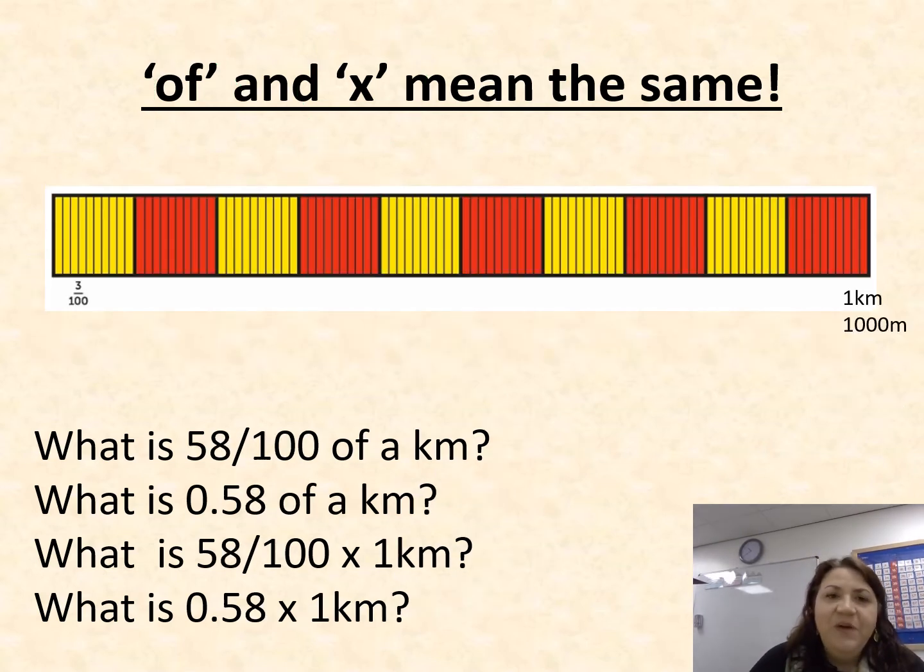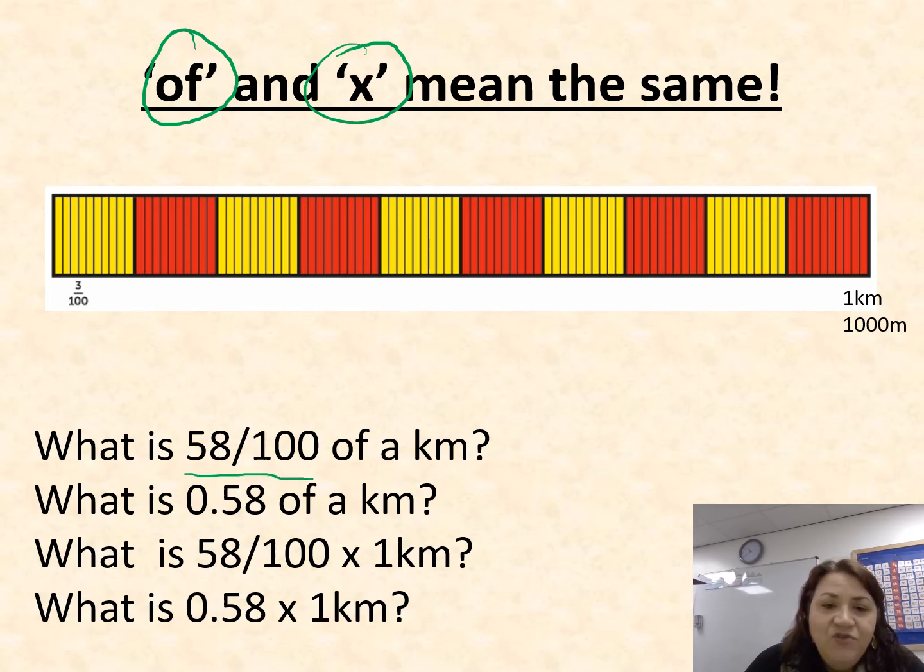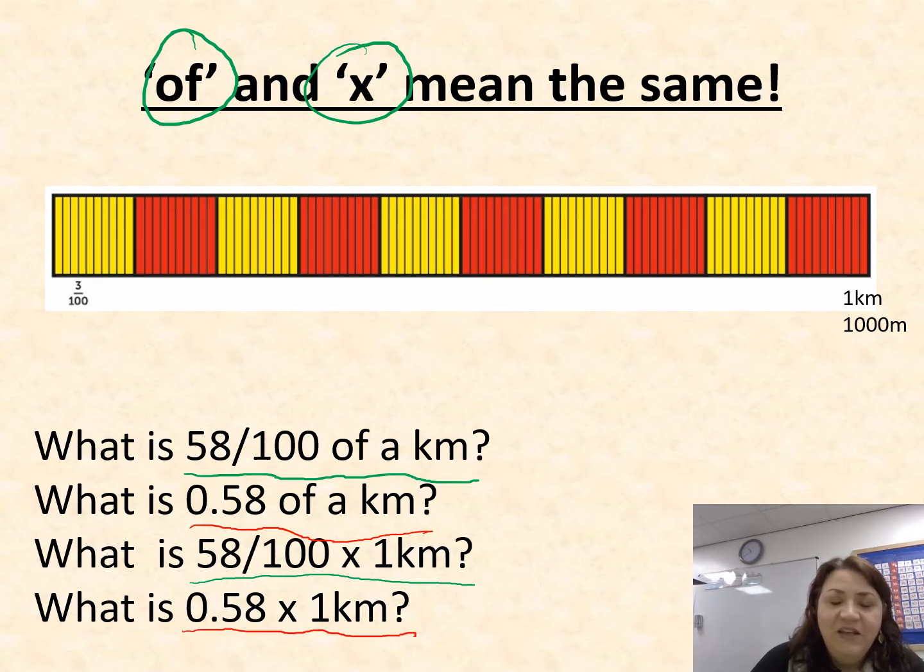Okay, let's look at this one. Remember, of and multiply mean the same. So 58 hundredths of a kilometre is the same as 58 hundredths times 1 kilometre, or 0.58 of a kilometre is the same as 0.58 times a kilometre. And because 58 hundredths is 0.58, all 4 answers will be the same. So once we've found out one, we've got them all.